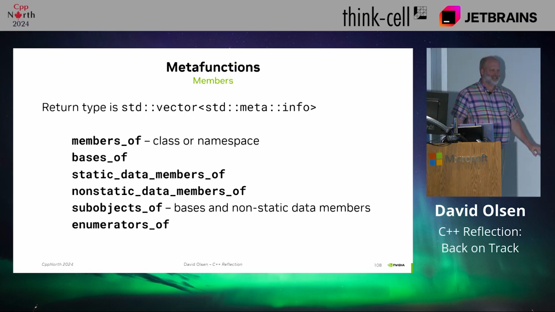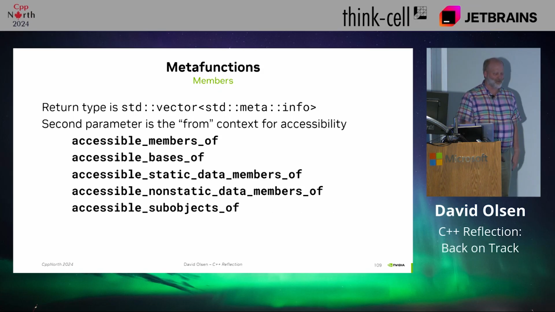These do not look at accessibility. They will return all the appropriate members, whether they're public, private, or protected. If you care about accessibility, which some people really do, and that's very important, you can use the accessible version of these same functions. They behave the same, except they take an extra parameter, which is a reflection of the context from where you want to check the accessibility from.